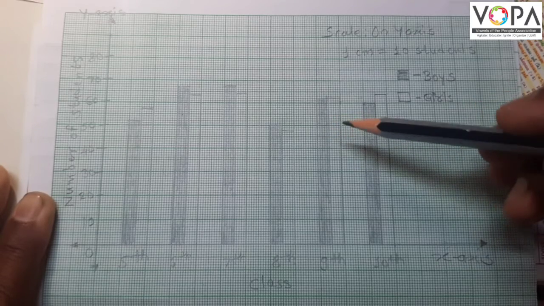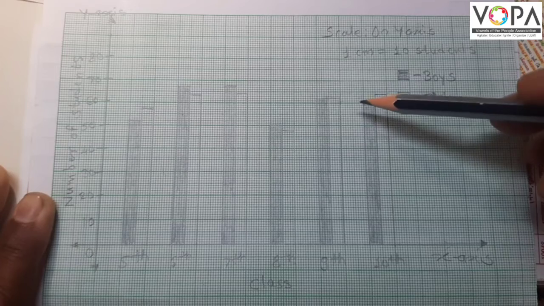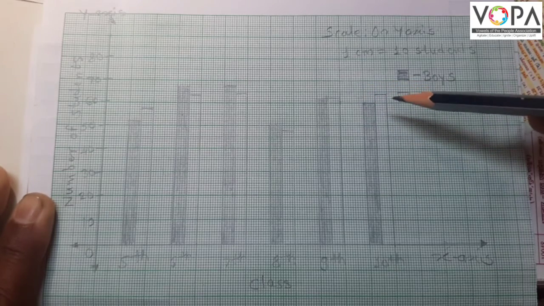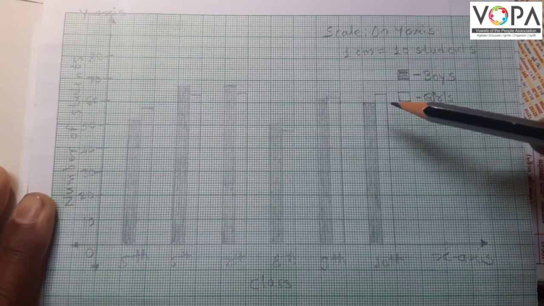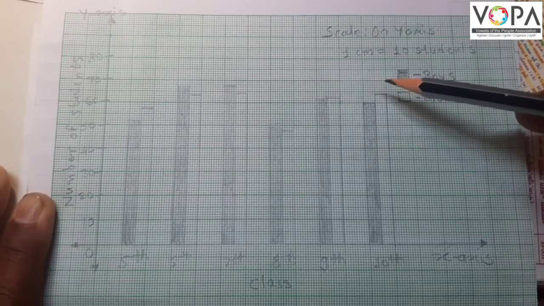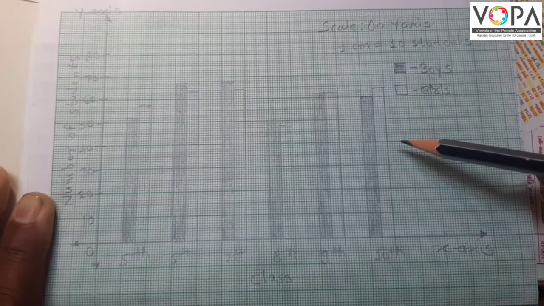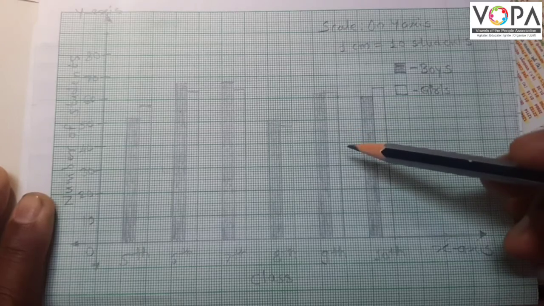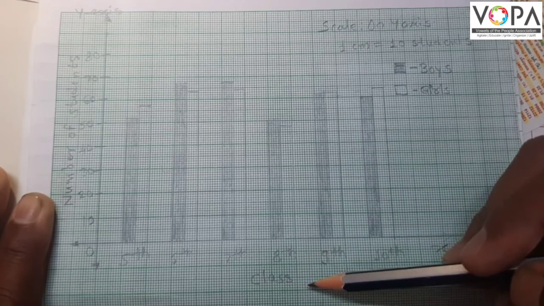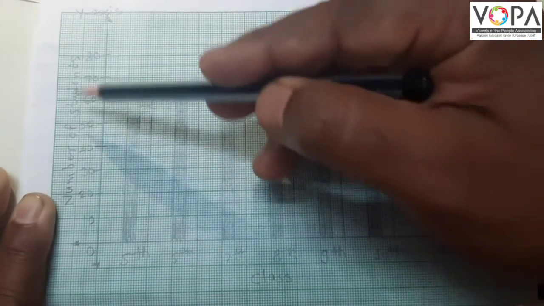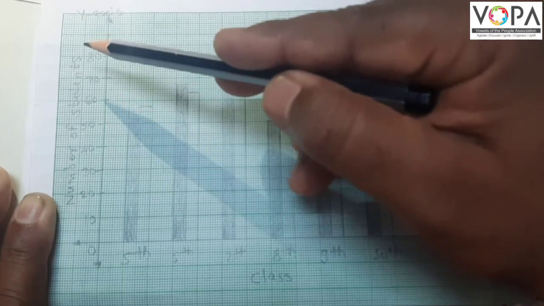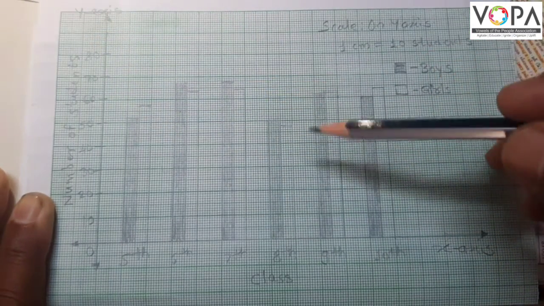Then, in the 9th class, 62 boys and 62 girls are there, and last, 60 boys and 64 girls in the 10th class. Then we have to write the title here, that is the class, on the x-axis, and the number of students on the y-axis. Thus we can draw a joint bar graph.